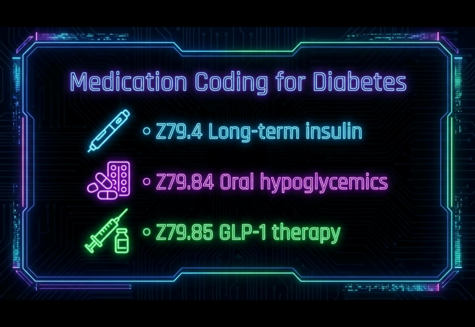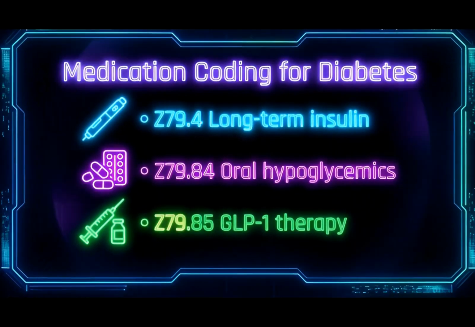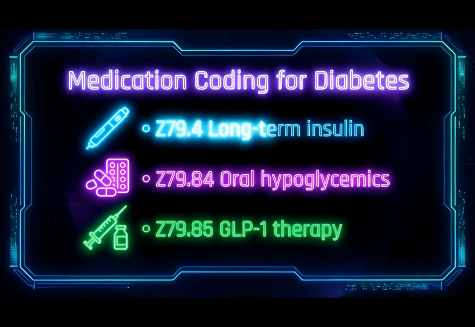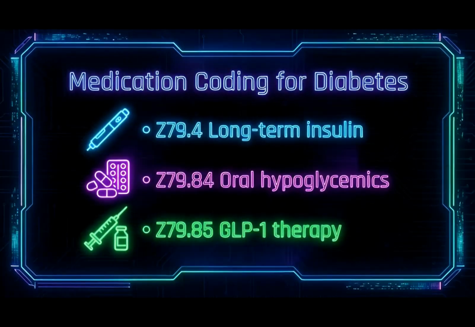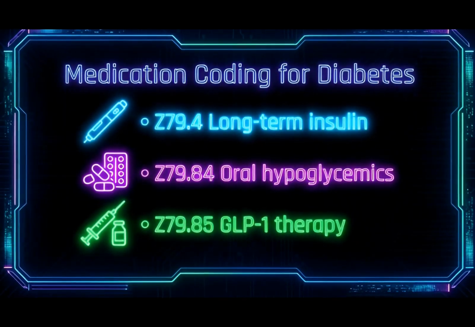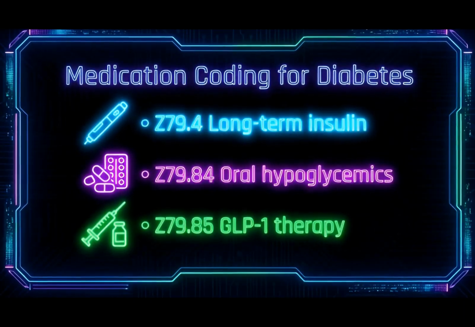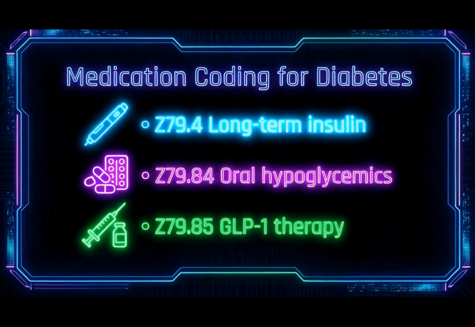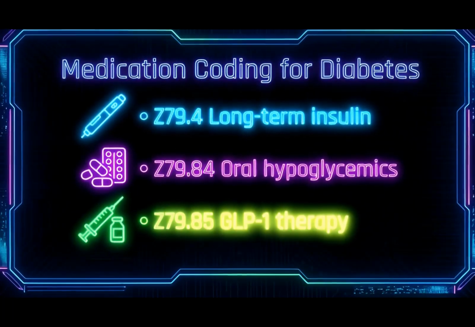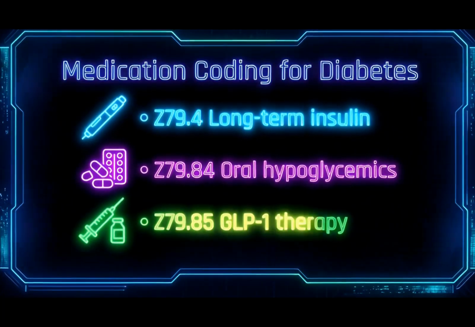Medication coding for diabetes includes several important Z codes. Z79.4, long-term insulin use. Use this when the patient is on continuous or maintenance insulin therapy. Z79.84, oral hypoglycemics, assigned for long-term use of oral diabetes medications. And Z79.85, GLP-1 therapy, used when the patient is maintained on GLP-1 receptor agonists. These Z codes support accurate and complete documentation of diabetes medication management.